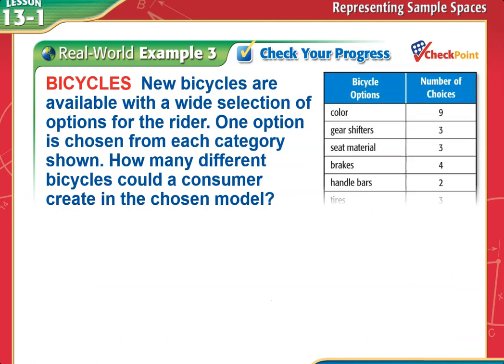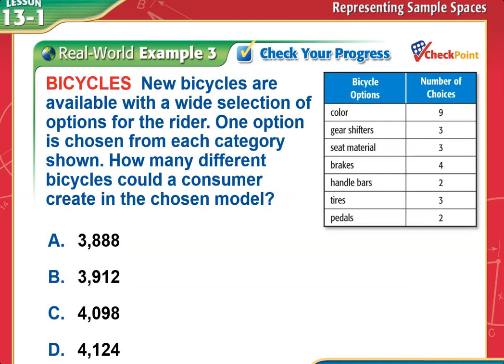Okay, check your progress. Pause your video. Use your calculator if needed. 3,888. That'd be 9 times 3 times 3 times 4 times 2 times 3 times 2.